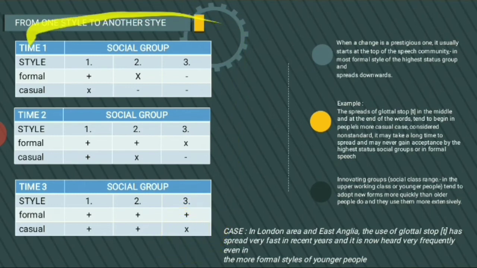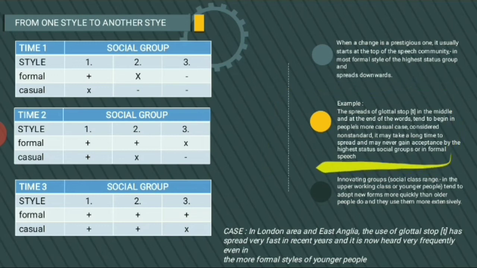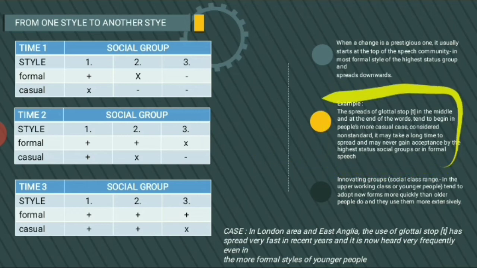So from this table, we can conclude that when a change is a prestigious one, it usually starts at the top of the speech community, in the most formal style of the highest status group, and spreads downwards. And this is the example. The spread of the glottal stop, for example, in the middle or at the end of words, tends to begin in more casual speech and is considered non-standard. It may take a long time to spread and may never gain acceptance by the highest status social groups in informal speech. And this case happened in European countries.